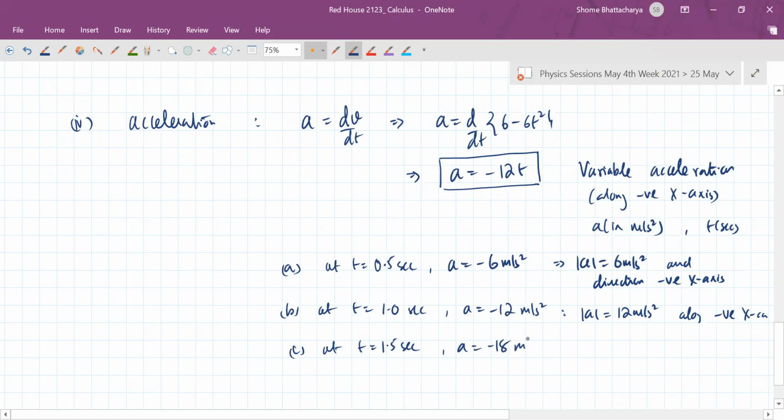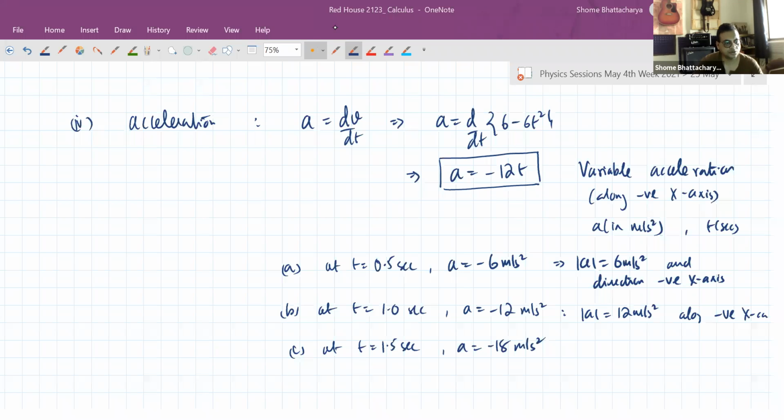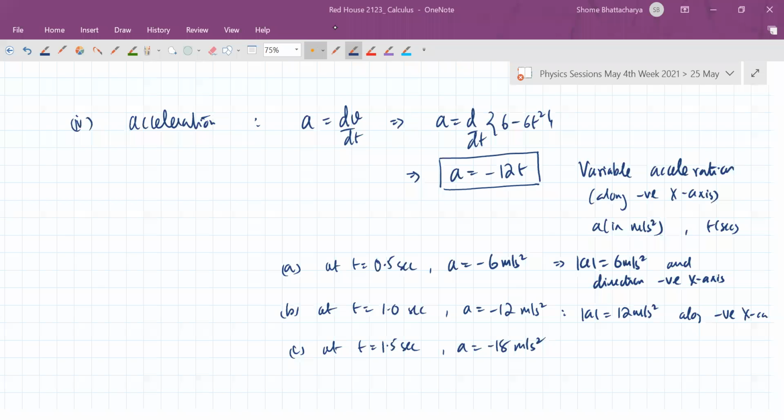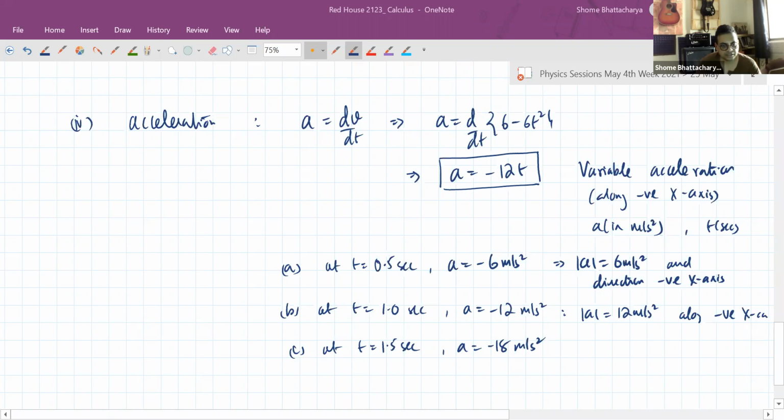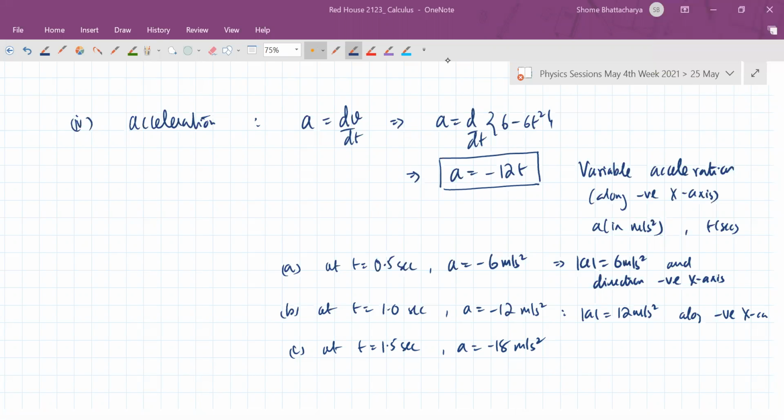Sir, can we leave the final answer as acceleration is equal to minus 6 meter per second square? Yes, in fact, that is the correct answer, because we have asked for acceleration, not magnitude of acceleration. So we have to give the acceleration with the algebraic sign only. Okay, correct, sir.